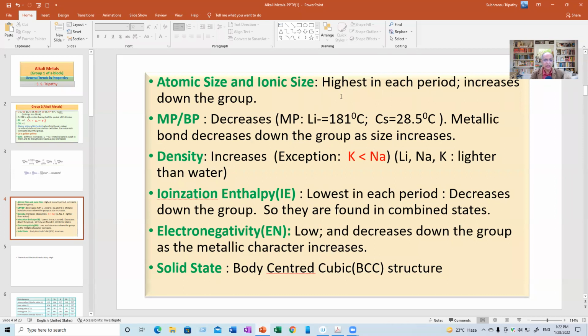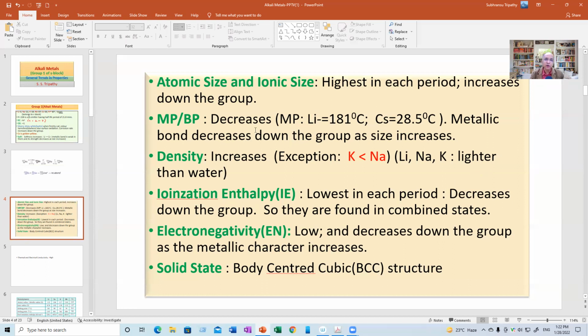So atomic size and ionic size increases down the group. Of course, the cation is smaller than the respective atoms. By removing an electron, the effective nuclear charge increases, so there is a shrinkage in the size. But systematically, it goes on increasing down the group, whether it is a neutral atom or a monopositive cation.